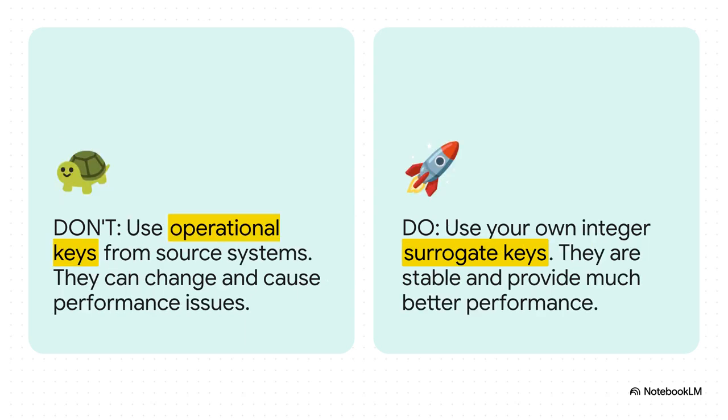And here's another huge one: relying on keys from your original source systems. This is just so risky. I mean, what happens if that source system decides to change its key format? Your entire warehouse could just break. The solution is to create your own stable, integer-based surrogate keys. You control them, they never change, and bonus, your queries get a major performance boost because it's way faster for a computer to join simple numbers than it is to join complex text strings.